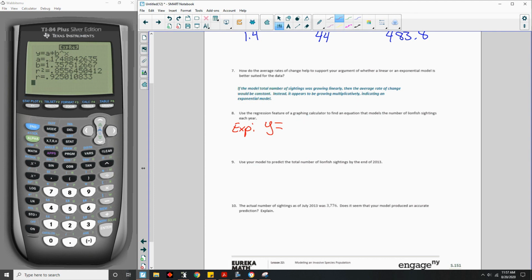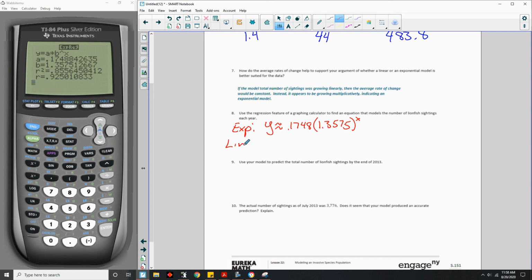Well, let's see, that is 0.1748. So I would say 0.1748, that's my y-intercept, times my b, which is 1.3575. It's an approximation, right? So I suppose I should not have an equal sign here. Let's change that to an approximation. And that's a decimal. And that's going to be to the power of x.